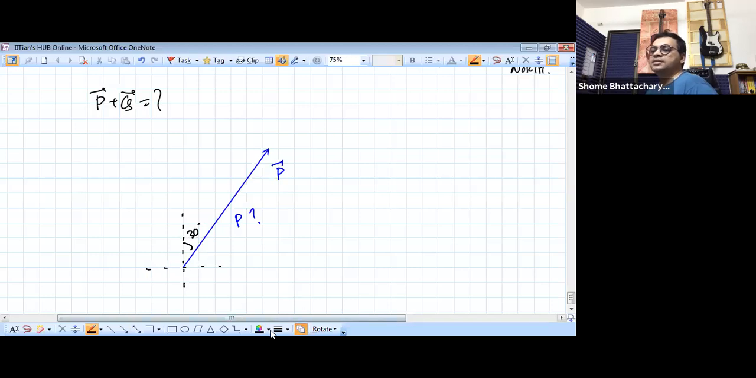Now on this we will add the vector Q. Whenever we add vectors, remember they are joined head to tail. So it will become like this. So my vector Q is, let's say, something like this. The vector Q is 10 newtons, but more importantly, it is pointing towards west, whereas this direction here is the north direction.